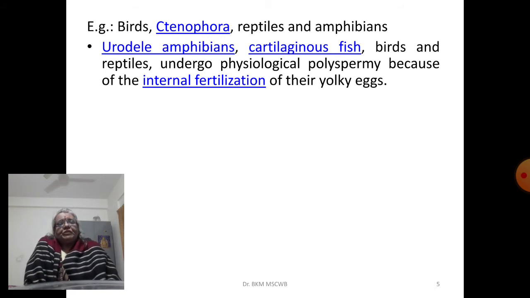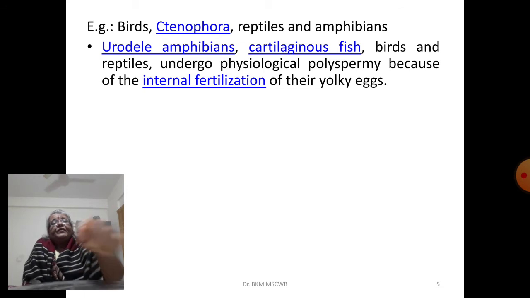Urodele amphibians, that means tailed amphibians, okay, salamanders, etc., newts and salamanders, and then cartilaginous fishes, birds and reptiles. They undergo physiological polyspermy because of the internal fertilization of the yolky eggs. Okay.